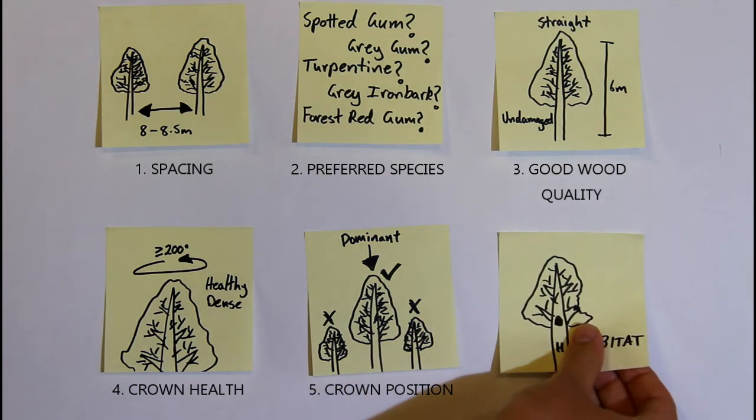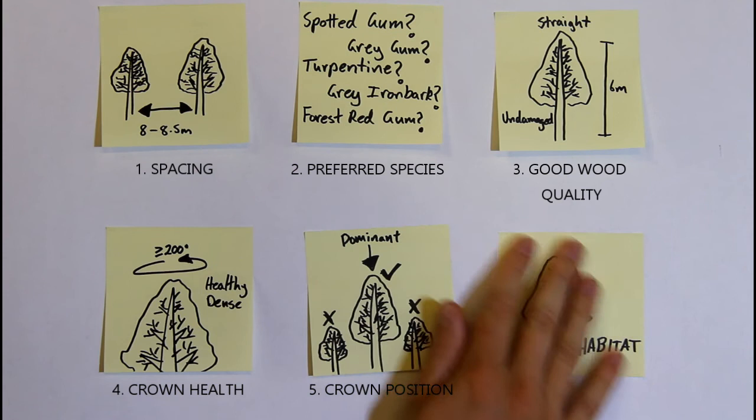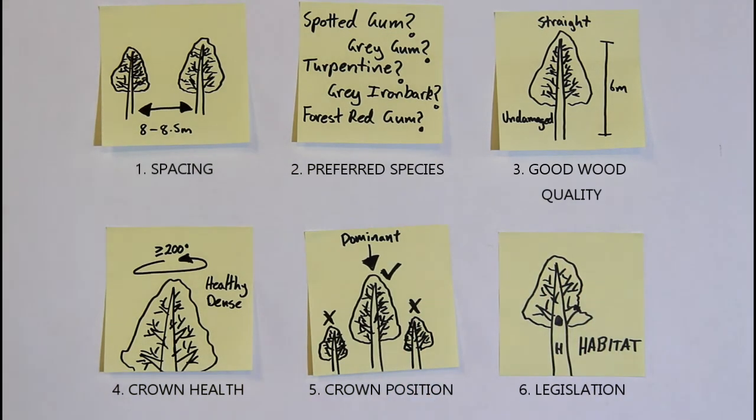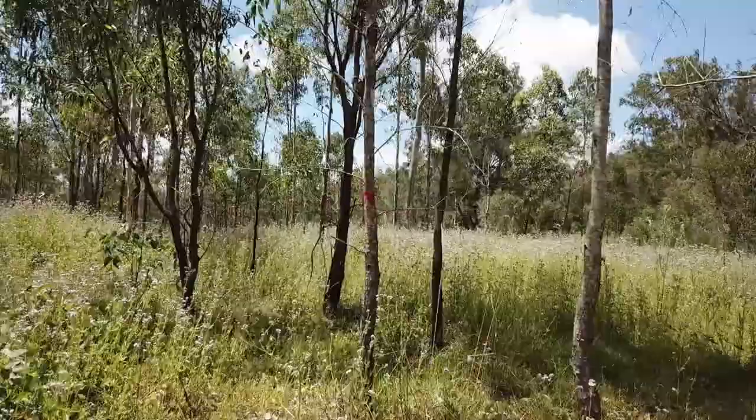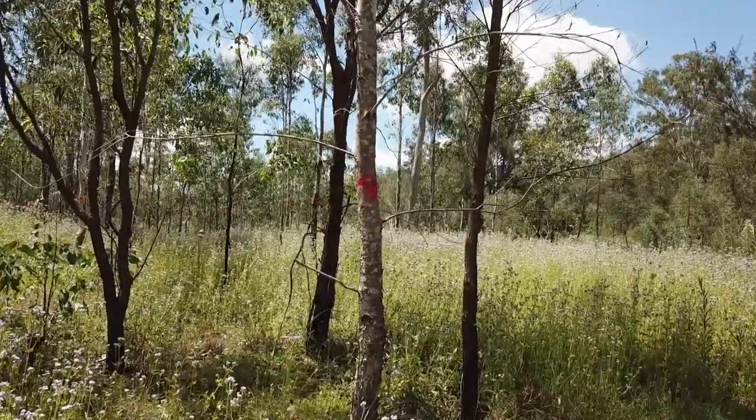Number 6. Legislation. In remnant vegetation, retain the required numbers of habitat or recruitment trees prescribed in the Managing a Native Forest Practice Code. Based on the selection criteria above, mark trees to keep with paint.